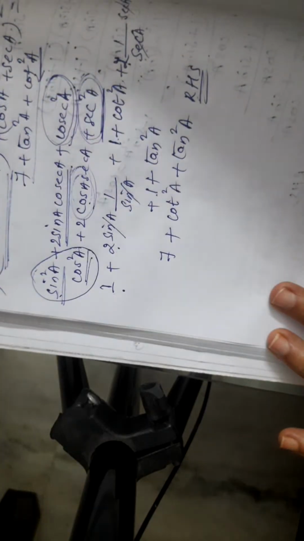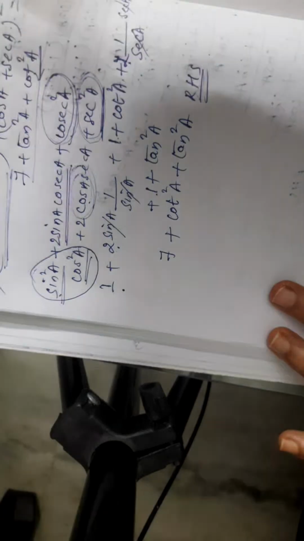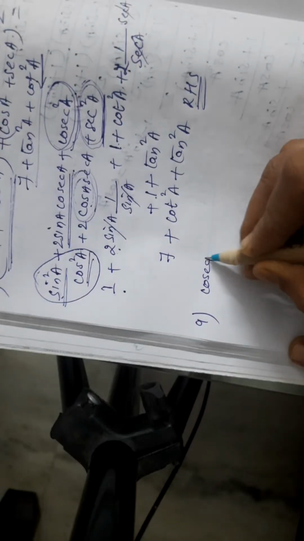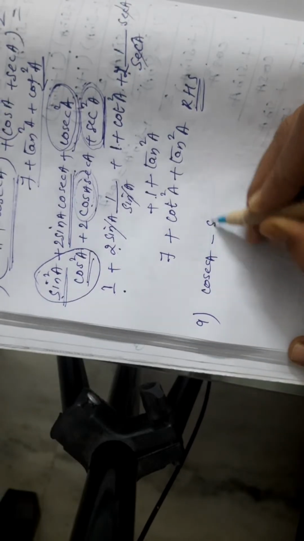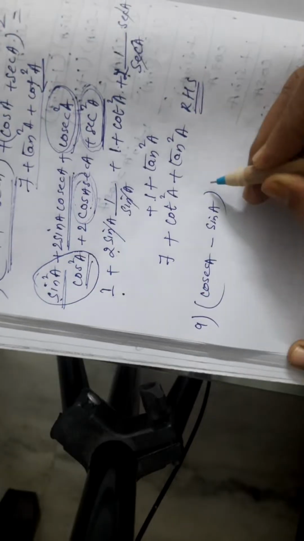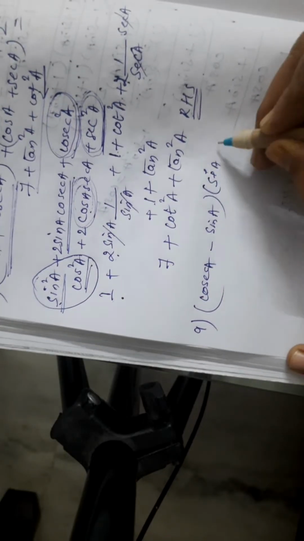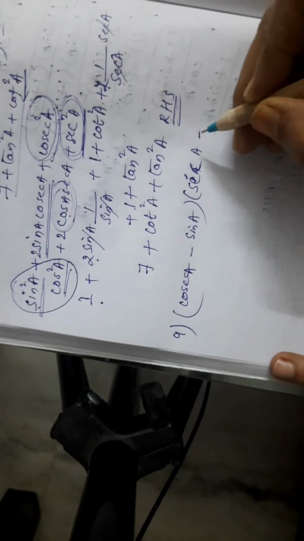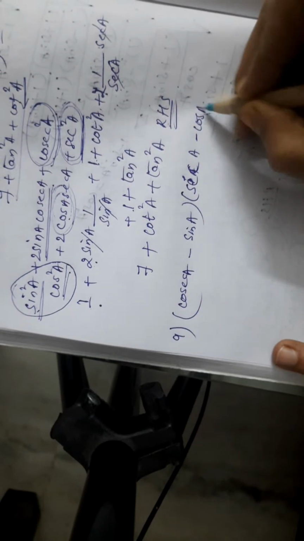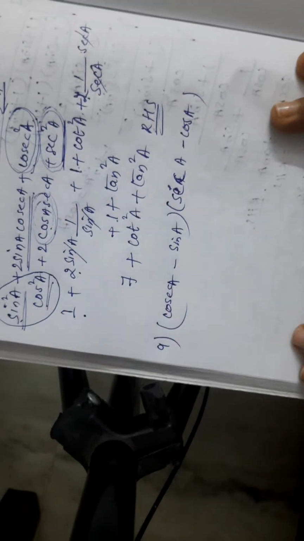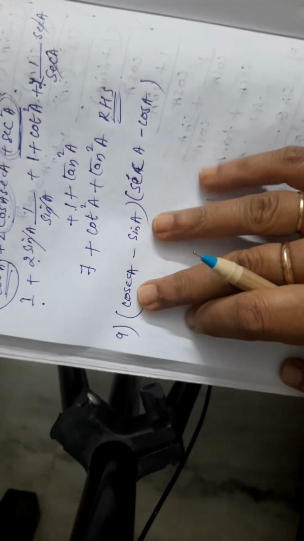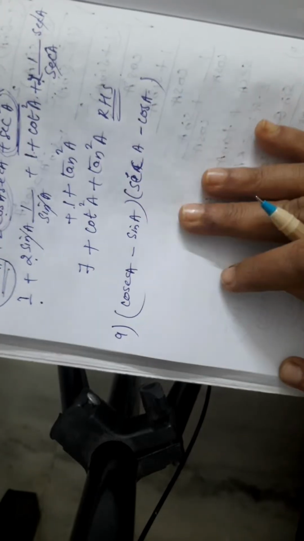Now the next question, question number 9. It's given cosec A minus sine A, sorry, it's sec A minus cos A. We need to prove that it is equal to 1 upon tan A plus cot A. For this kind of questions, whenever the terms are like opposite terms, we need to take the reciprocal. This will be the simple logic.